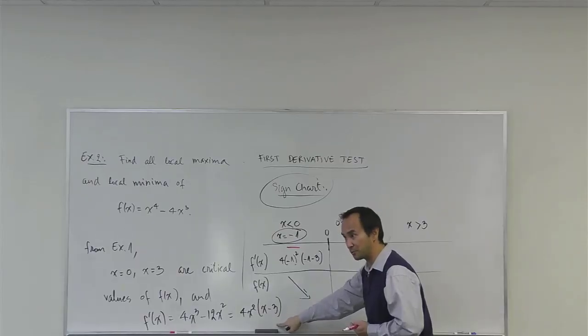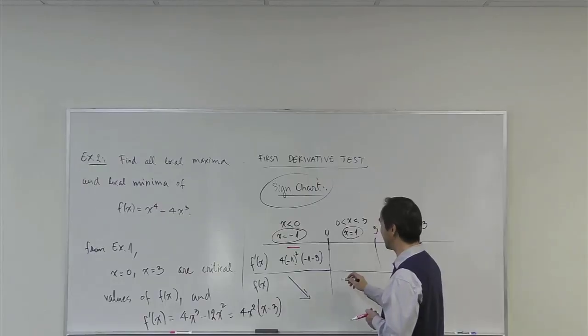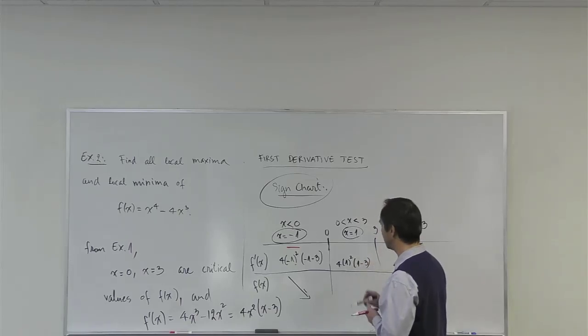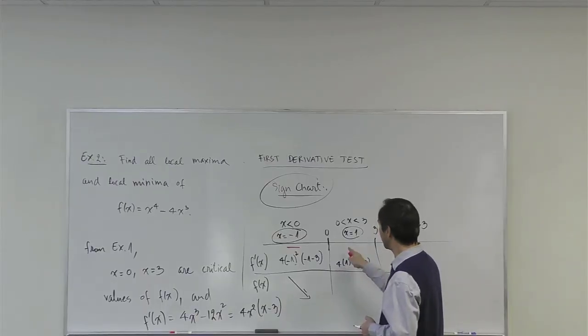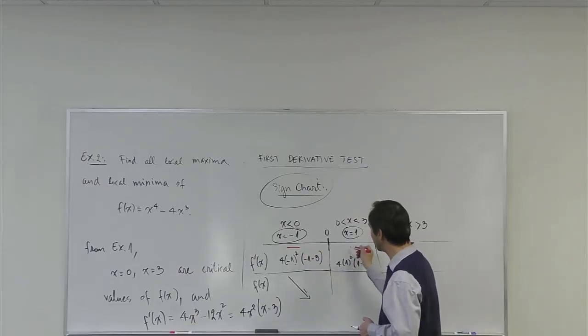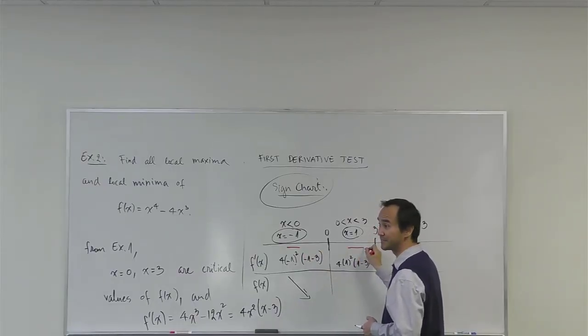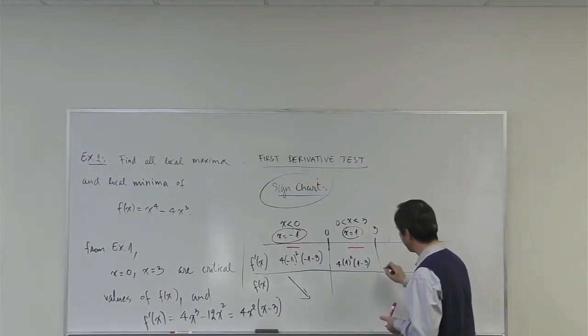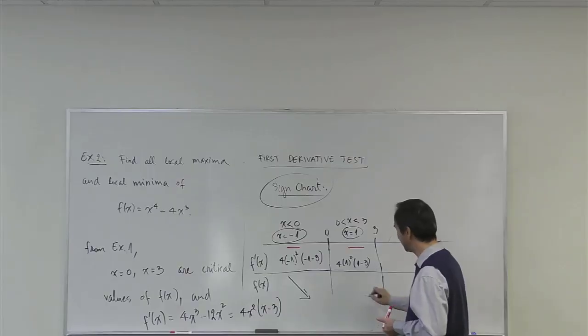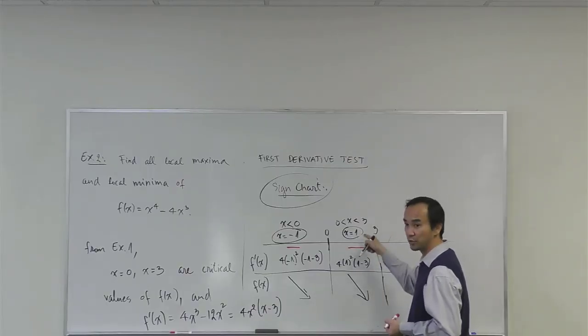I'm going to substitute that test value into the derivative. The factor form is the more preferred one because it's easier to calculate. 4 times 1 squared, times 1 minus 3. So that's positive, times a positive, times a negative. So the sign for your derivative in this interval has to be another negative. That means the function is still decreasing in that interval between 0 and 3 for x.